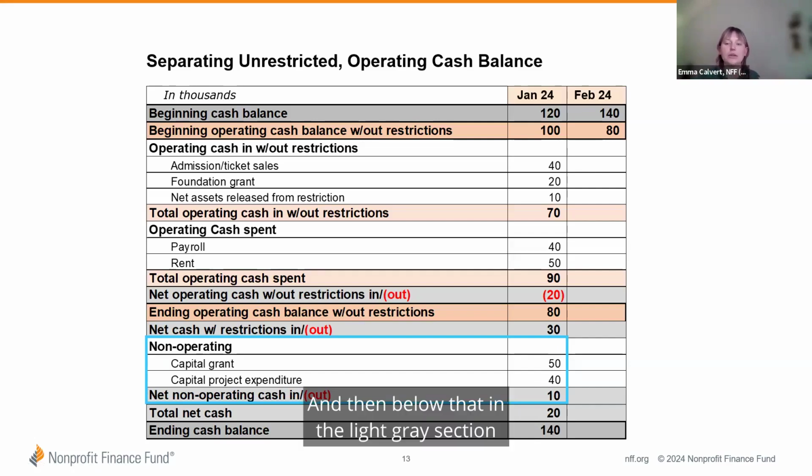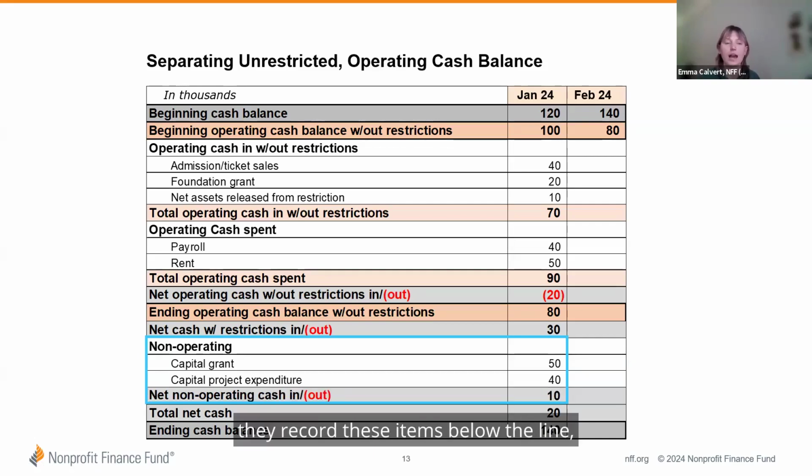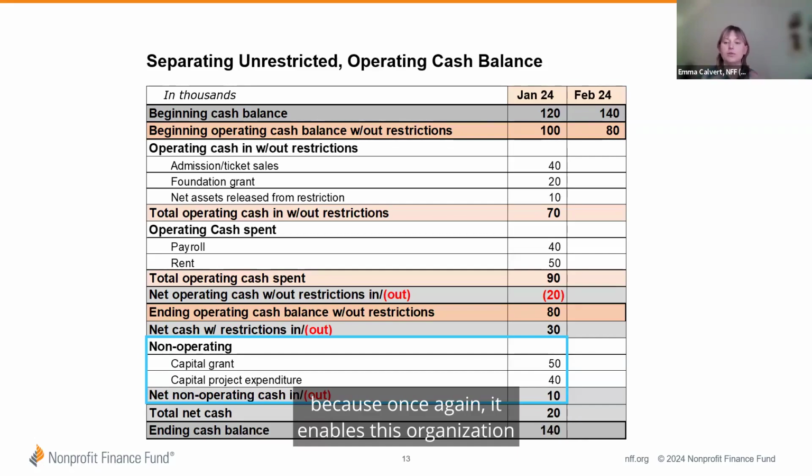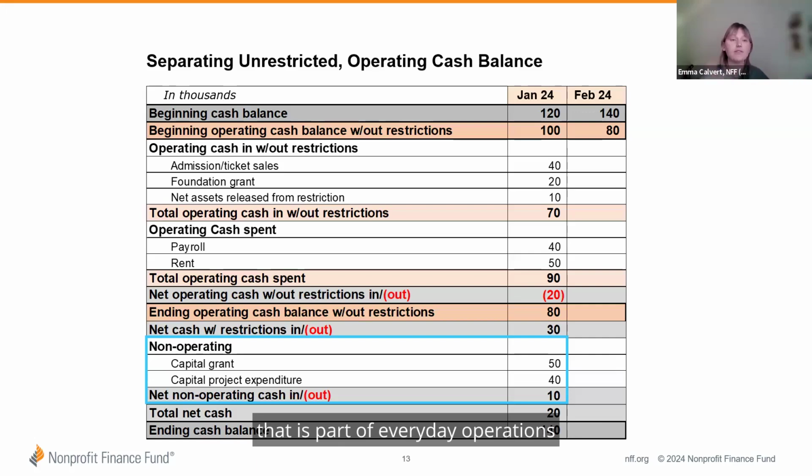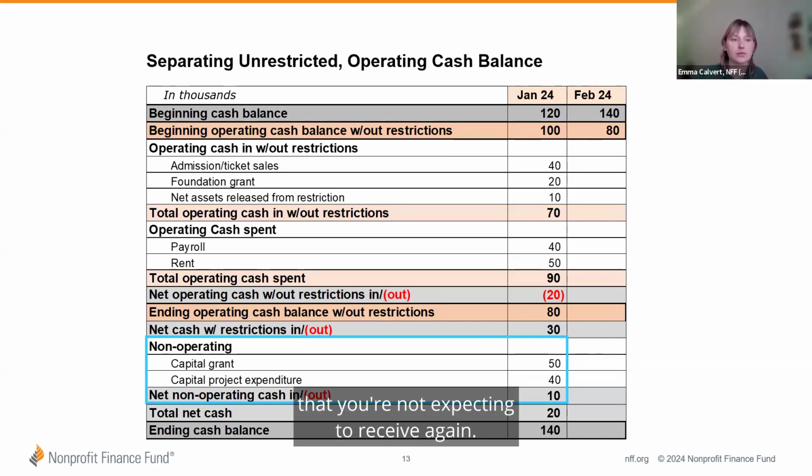And then below that, in the light gray section highlighted with the blue border, we have non-operating activity. We see a capital grant and a capital project expense. These are non-operating, so when they spend or receive money for their capital project, they record these items below the line because once again, it enables this organization to differentiate between cash that is part of everyday operations from things that are irregular, episodic. Some other examples of non-operating revenue and expenses could be funds received to purchase capital items like new computers or vehicles. Non-operating revenue could be a one-time large donation gift that you're not expecting to receive again.